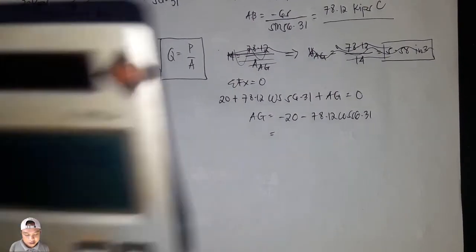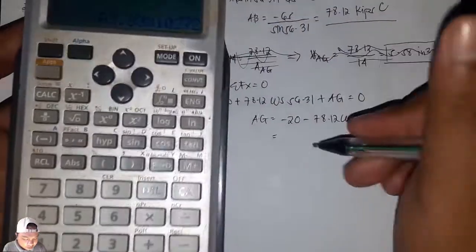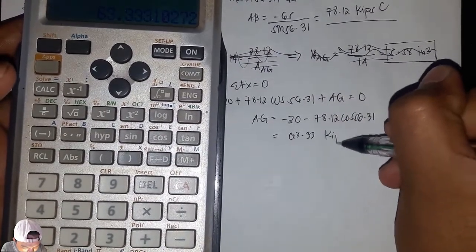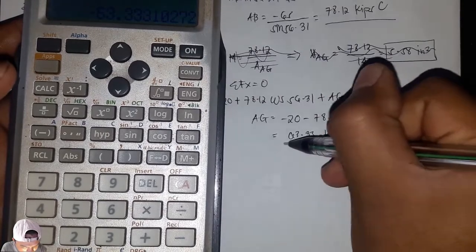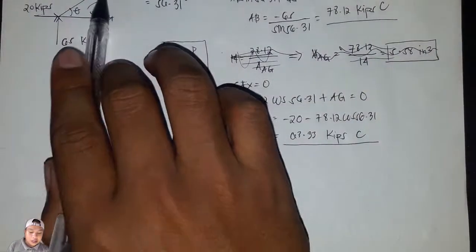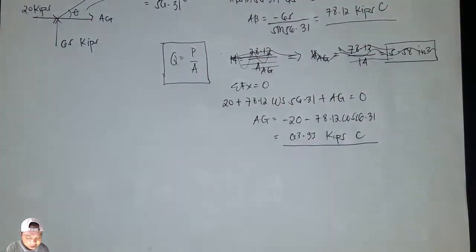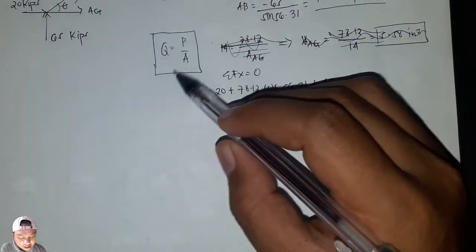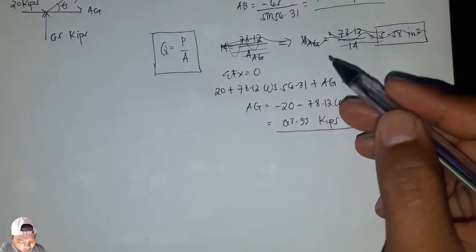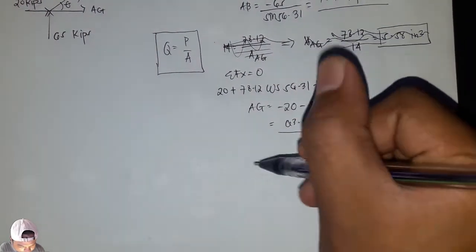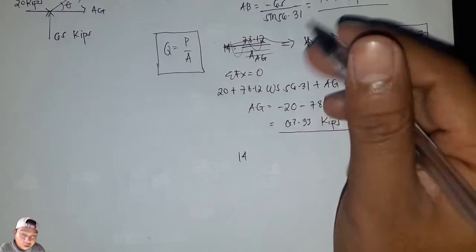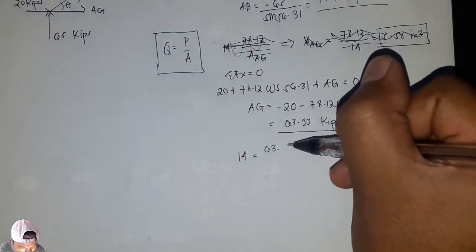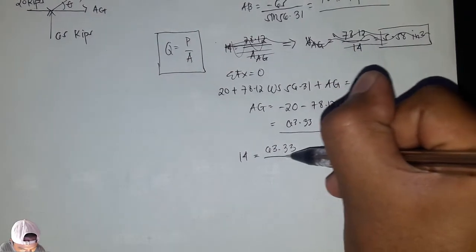So, double check talaga natin, guys. So, meron tayong 63.33 kips compression. So, compression pa rin siya. Both AB and AG are compression. So, ngayon, substitute na natin dun sa formula natin. So, yung Q natin is 14. Then, yung P natin is 63.33.